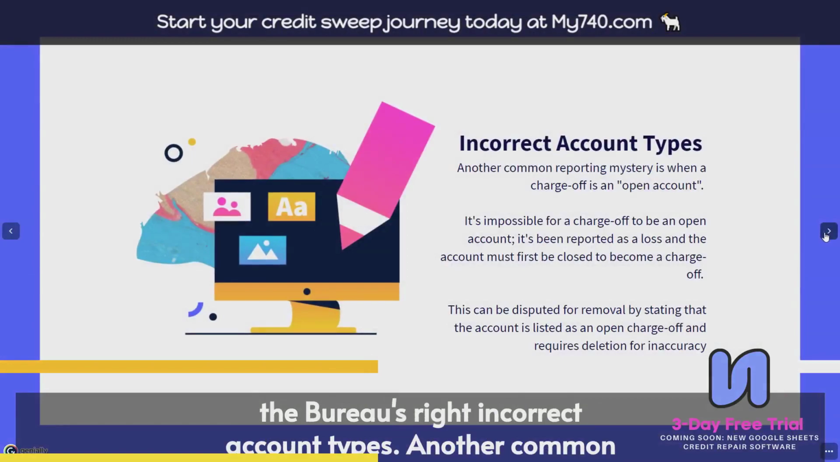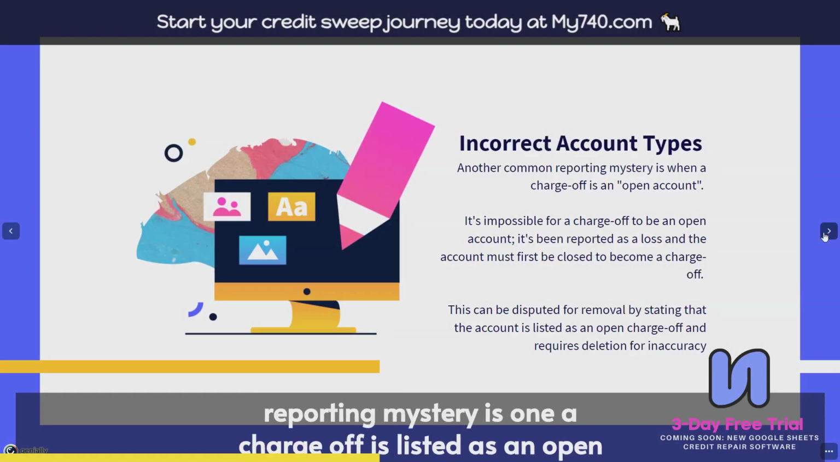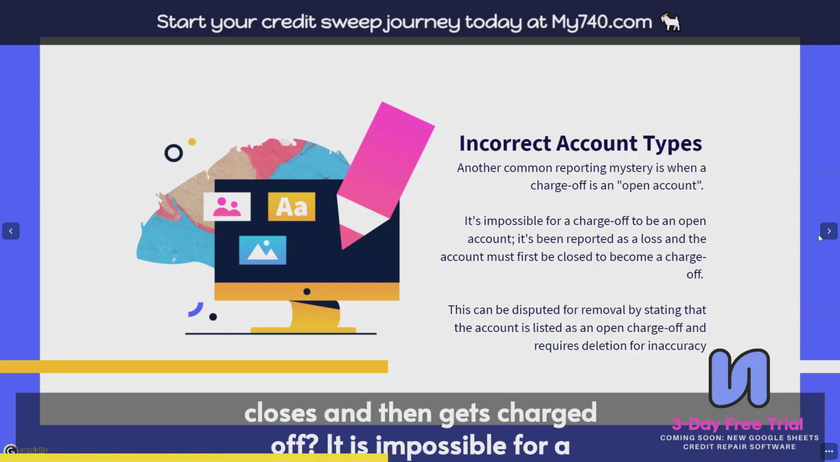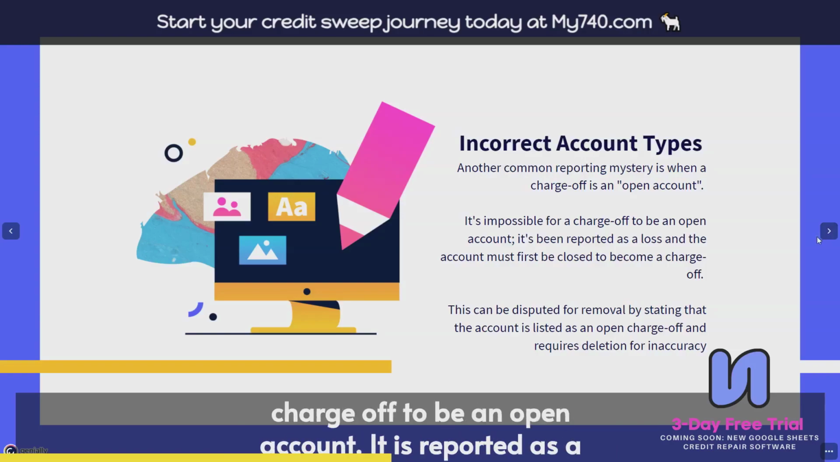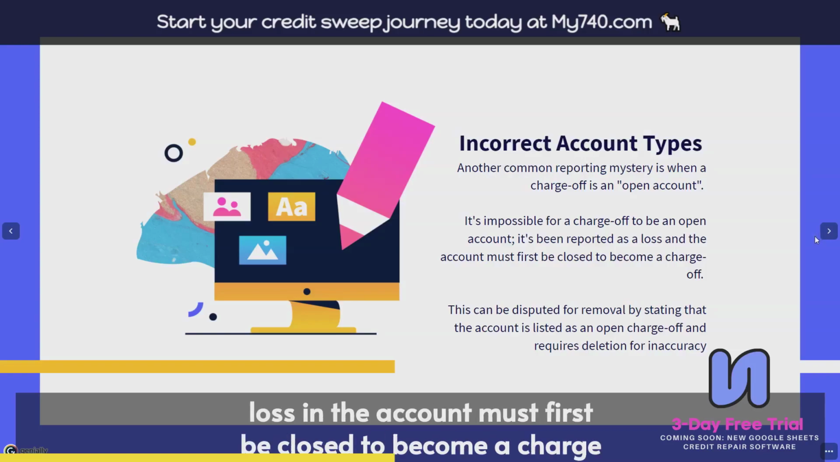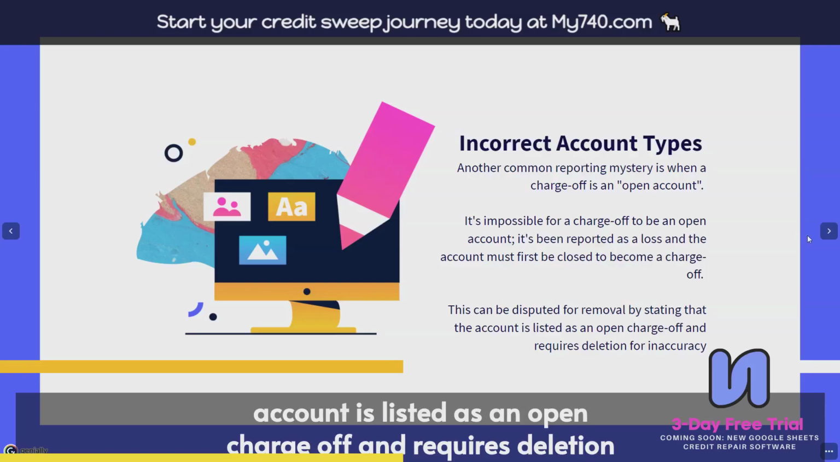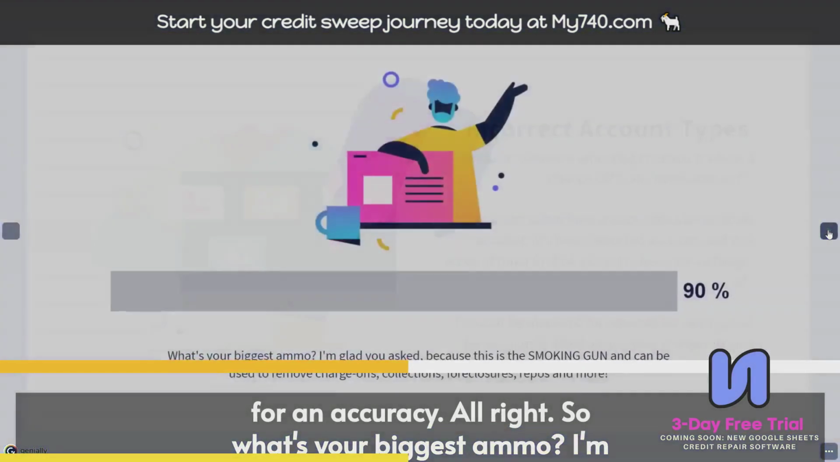All right? Incorrect account types. Another common reporting mystery is when a charge off is listed as an open account. Like, dude, how is that even possible when the account first closes and then gets charged off? It is impossible for a charge off to be an open account. It is reported as a loss, and the account must first be closed to become a charge off. This can be disputed for removal by stating that the account is listed as an open charge off and requires deletion for inaccuracy. All right.